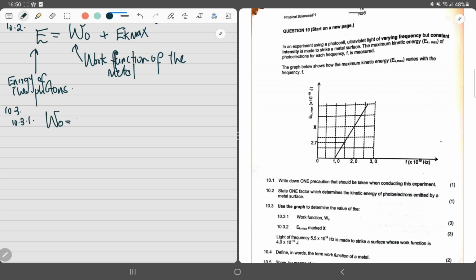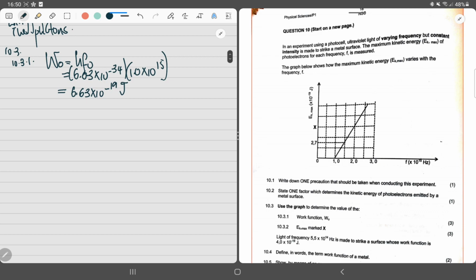The work function should be equal to h f0. So this is 6.63 times 10 to the exponent of negative 34, and then we are going to use 1.0 times 10 to the exponent of 15, because the unit is times 10 to the exponent of 15 there. This is 6.63 times 10 to the negative 34 multiplied by 1.0 times 10 to the exponent of 15. So I'm getting 6.63 times 10 to the negative 19 joules.